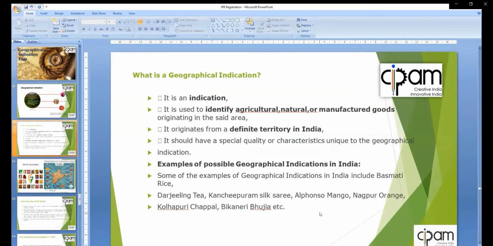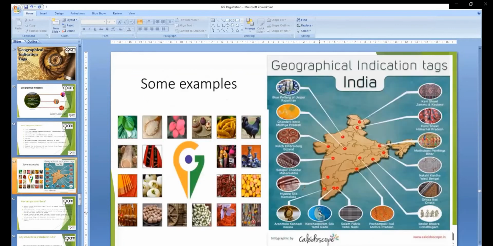So it is an indication, and in outside countries, only agricultural products are given geographical indication. But in India, apart from agriculture, natural and manufactured goods are also given geographical protection. For example, anything manufactured within a definite territory of India also gets a geographical indication. Some examples are Darjeeling tea, Kanchipuram silk, Alphonso mango, Nagpur orange, Kolhapur chappal, Bikaneri bhujia. So these are some of the geographical indications.